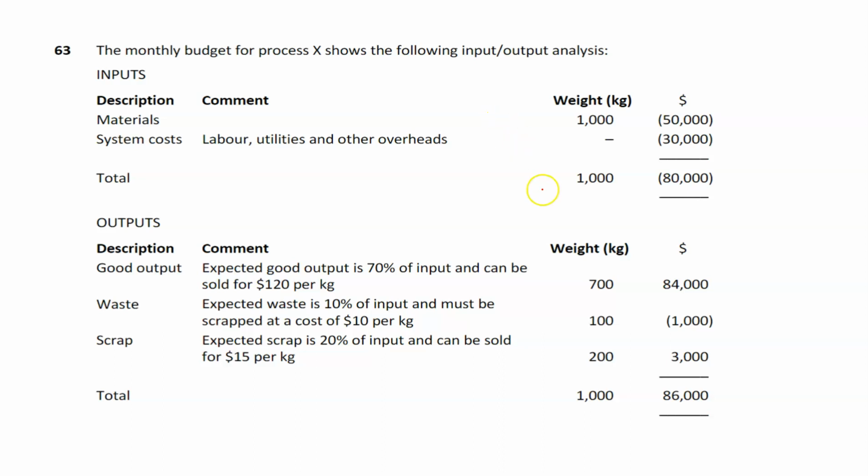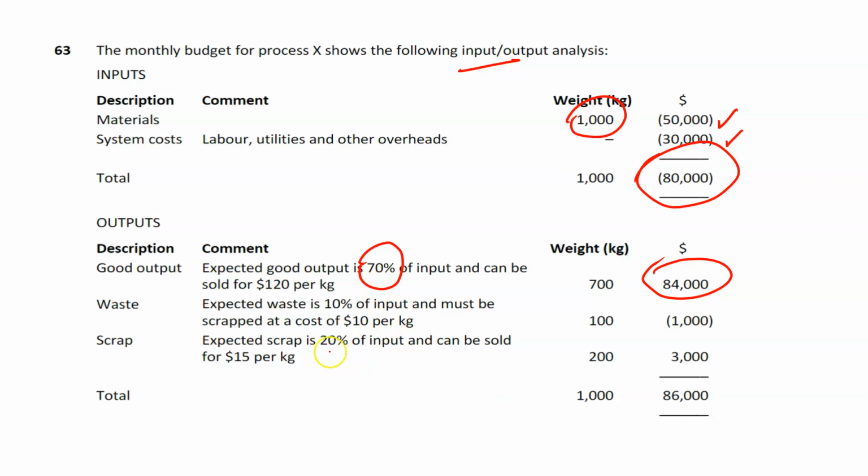So let's look at this question. You have a scenario. This is an input-output method, so it's almost like process costing. With process costing, you have T accounts, and you have losses. So you have a scenario where you're pouring in 1,000 kilograms into this thing. That's a cost of 50,000. Then you have some more costs of labor, utilities and overheads, so you have a total cost of 80,000 that's gone in. And then what comes out, expected output, is 70% of input and can be sold for 120. So we have some contribution towards revenue. Expected waste is 10% of input, and expected scrap is 20% of input.